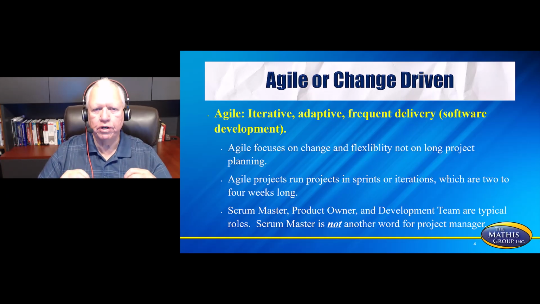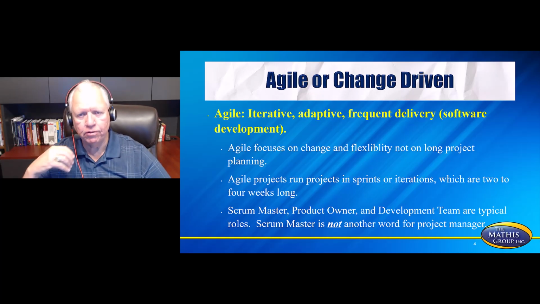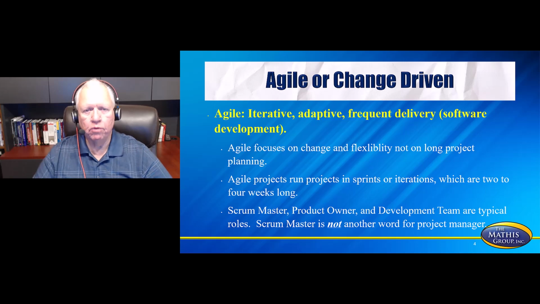The roles are even different on the agile and change driven side. You've got the scrum master, product owner, and development team, and they typically have a lot of authority. They're not asking permission most of the time to do something. They are basically making the decision and running with it.